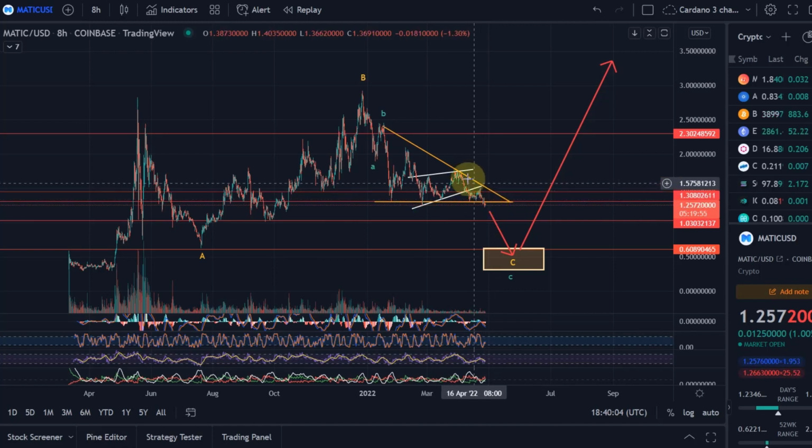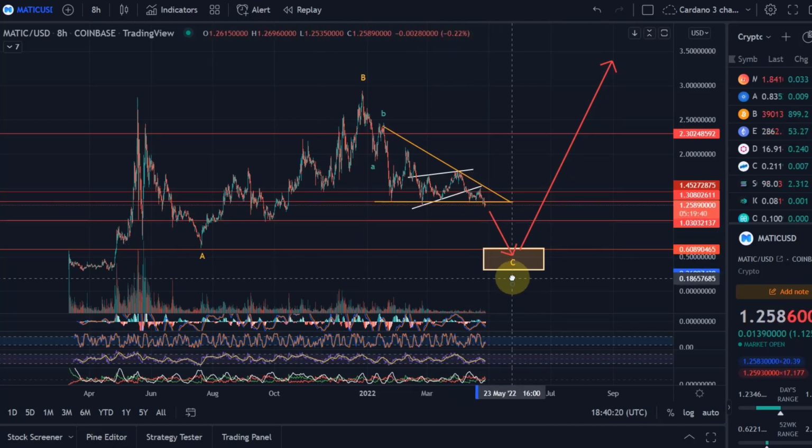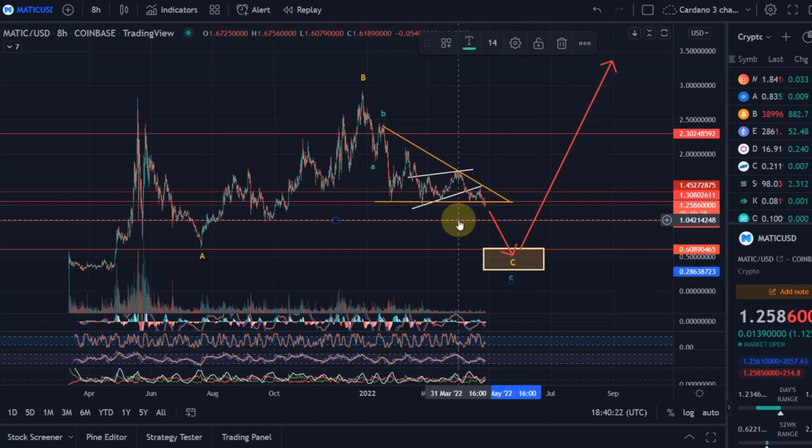This would be a slightly amended wave count, where this wave C would end here, and it still would have a chance to end there above the $1 level. So the $1 level, or precisely here $1.02, this would really be the last chance for the bulls. I expect a lot of support here, but if we lose that, I think then we are going to get down into the target area.